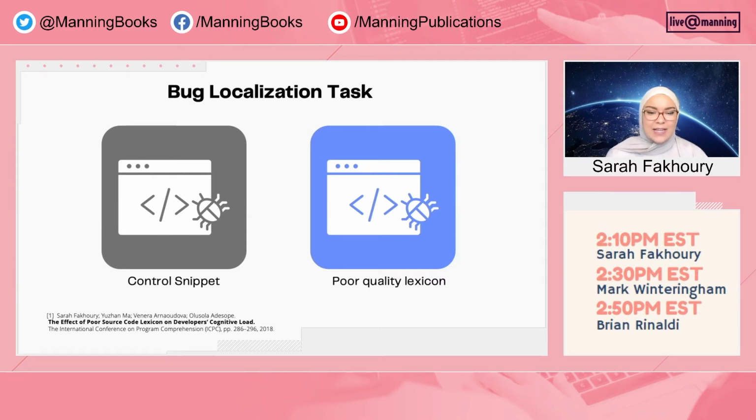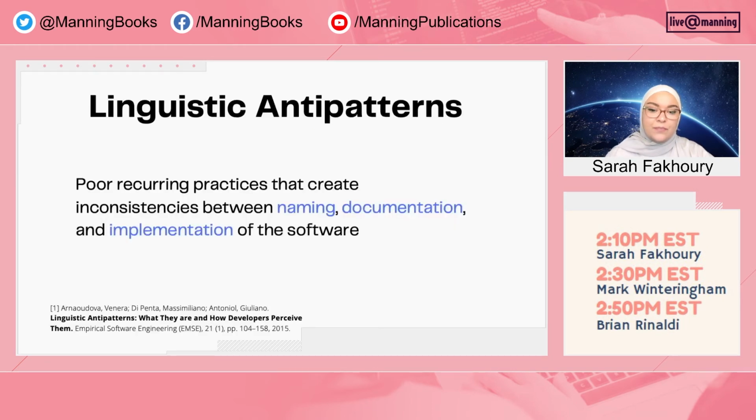And we designed the task where there are two snippets, they're exactly identical, they have the same code, the same bug. The only difference between the two snippets is that one had poor quality lexicon. So the code had poorly named identifiers, outdated comments, incorrect comments, and the issues that we injected into those snippets were not out of the normal. They were snippets and issues that are widely found in our code bases. And they're actually called linguistic antipatterns. And they're defined in the literature as poor practices that cause inconsistencies between naming, documentation, and the actual implementation of the software.